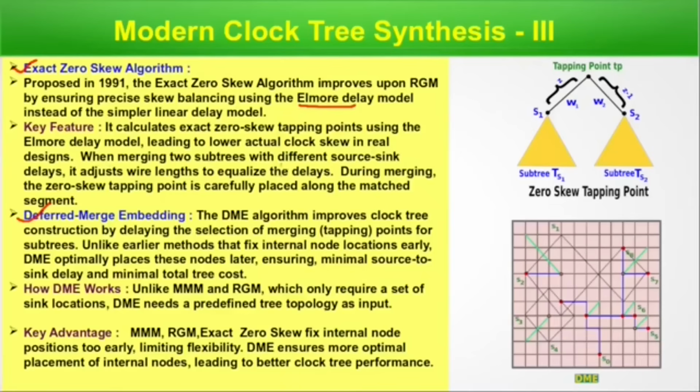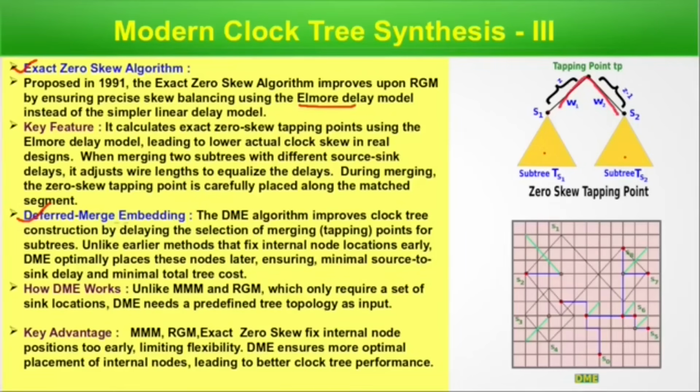When two subtrees with different sourcing delays are merged, the algorithm adjusts wire lengths to equalize the delay, because when the clock signal travels through wire, some delay is also added there. During merging, the zero skew tapping point is carefully placed along the matched segment. So these two are subtrees and this is the tapping point. This length is calculated accordingly to balance the skew.